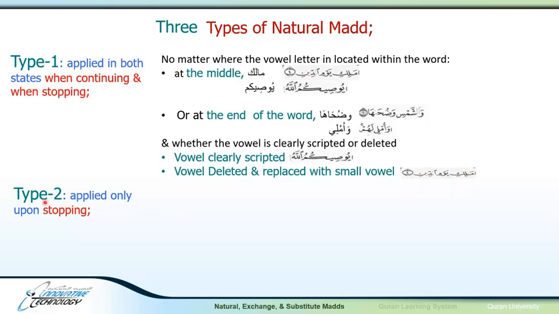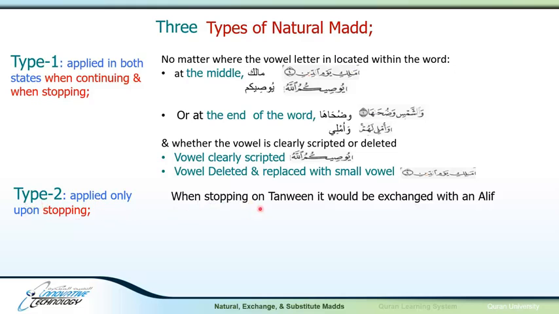Type 2 applies only upon stopping. When stopping on a tanween, it should be exchanged with the alif, as in hudan, aman, du'aan, basiran. When we stop, we say huda, ama, du'a, basira. So if we stop on those, the tanween is exchanged with a mad.